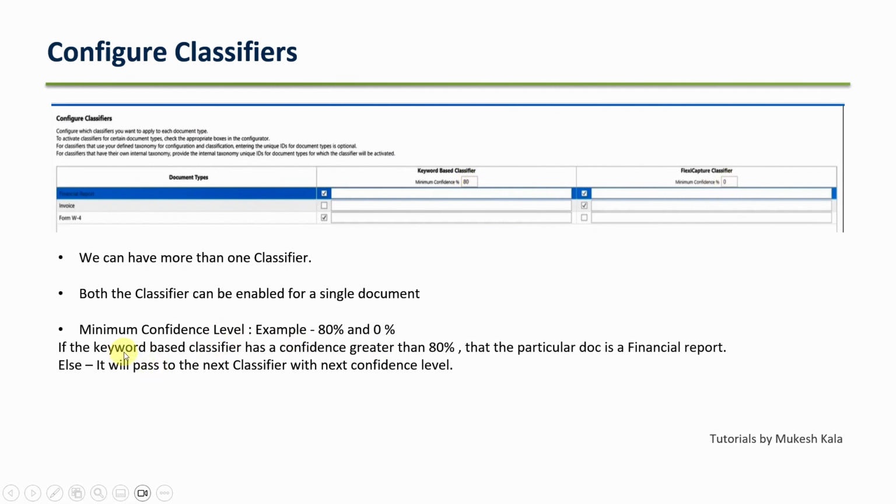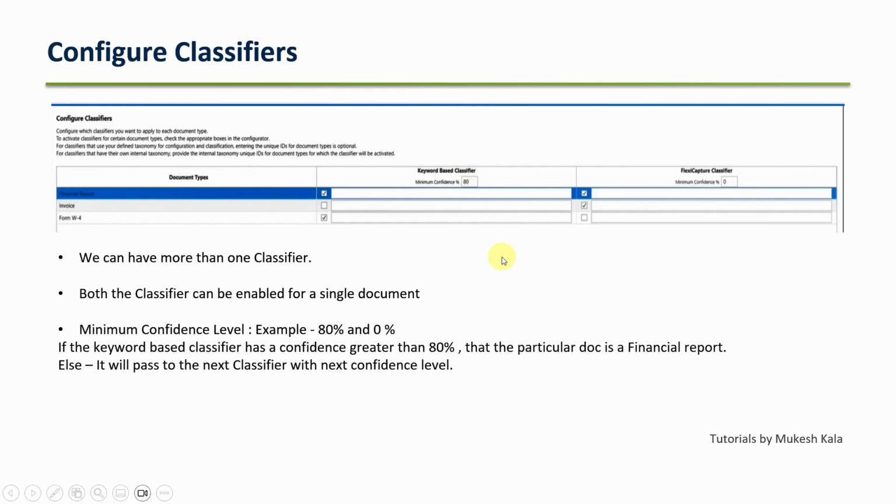It simply means that if the keyword based classifier has a confidence of greater than 80%, then that particular document is a financial report. So 80 means that if the confidence, right, remember it was showing us the confidence, if the confidence is 80%, then only classify it with the keyword based classifier, else pass it to the next classifier. So what will happen at runtime? First it will go and see, okay, what is the keyword based classifier giving. The keyword based classifier will say that yes, it is a financial report. Then it will ask what is the confidence, and here you have set the confidence to 80, right?